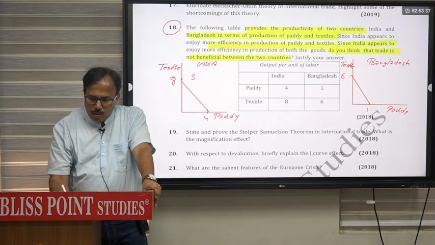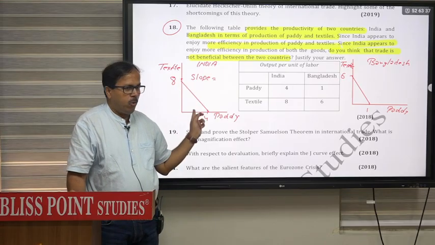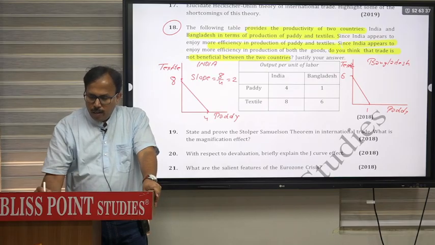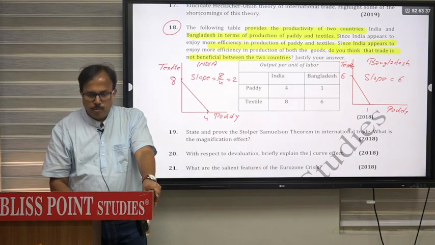Then always calculate slope. So slope here will be 8 by 4. So this is 8 upon 4, that is 2. And here it is 6 by 1, 6.